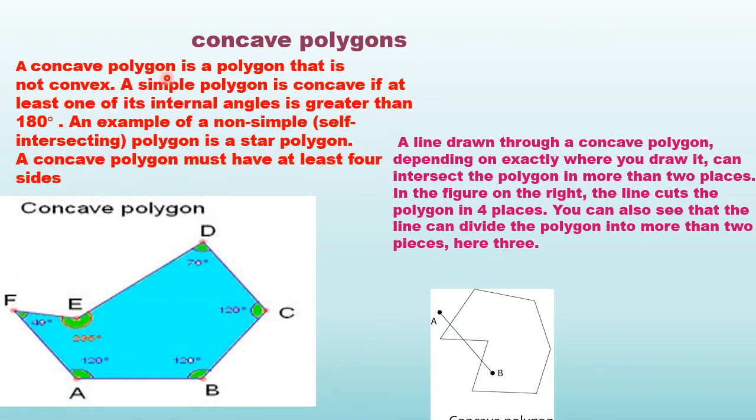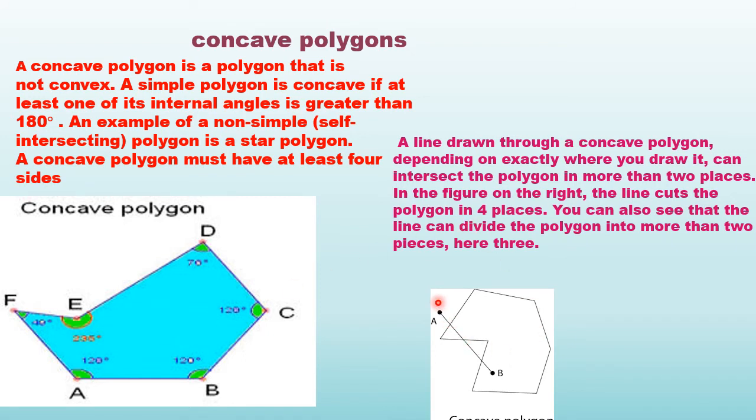Now what is a concave polygon? In this polygon, this is not convex. Why is it not convex? It is a simple polygon if at least one of its internal angles is greater than 180. Now here you can see this angle, it is greater than 180. Even if one angle is greater than 180, then it is a concave polygon. Right? Now if we take a star polygon, then it is also a concave polygon. A concave polygon must have at least 4 sides.